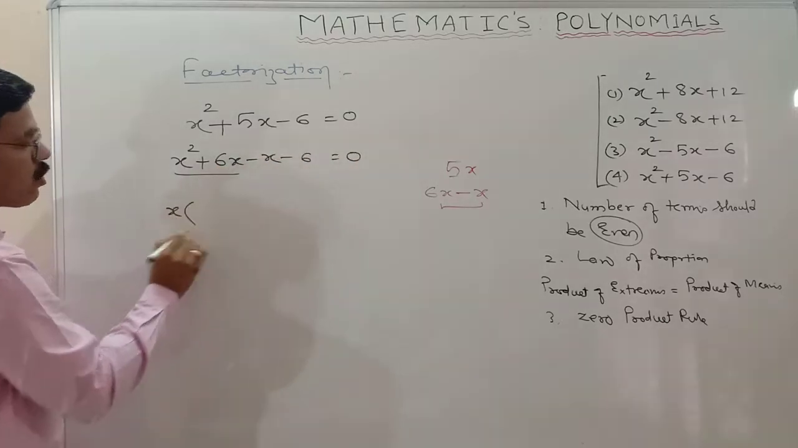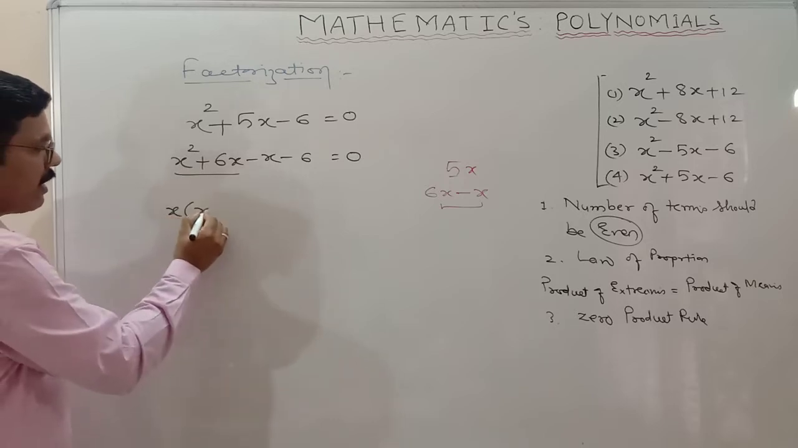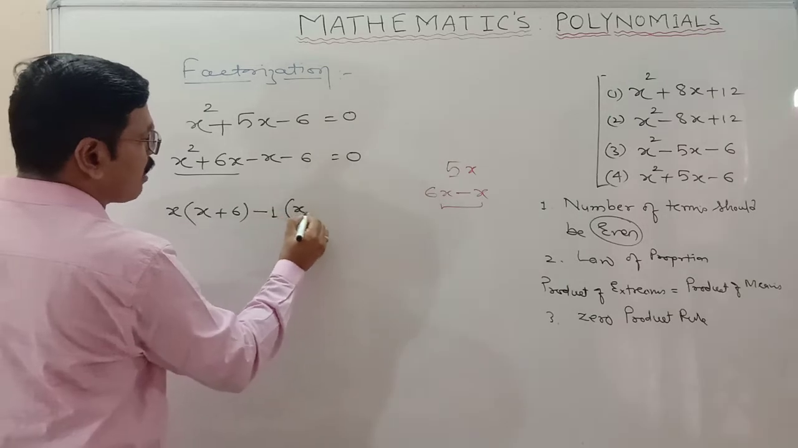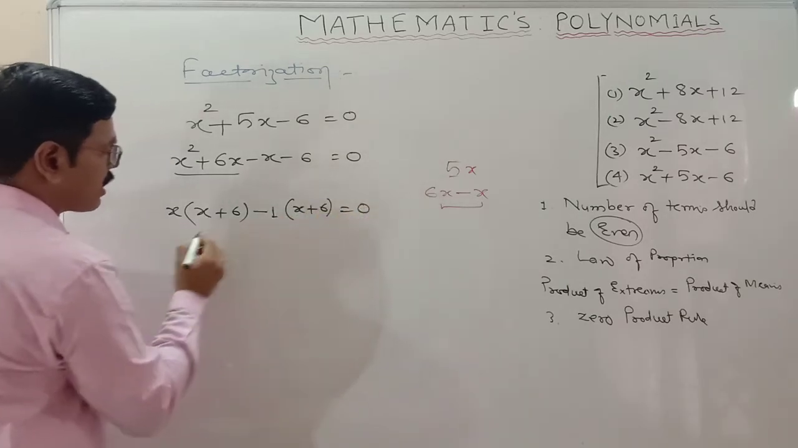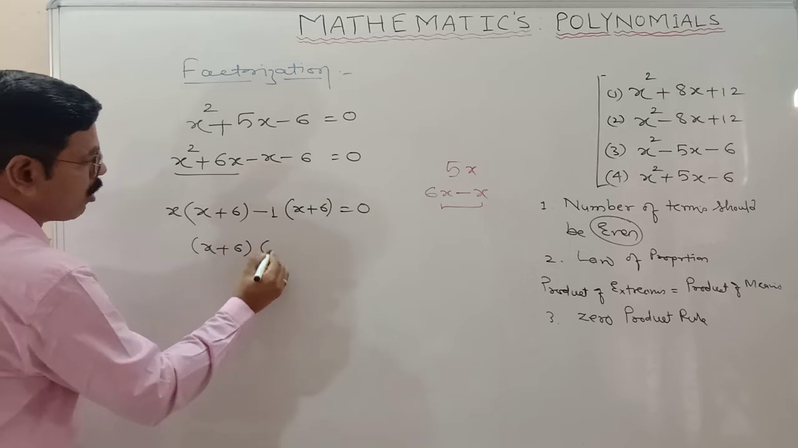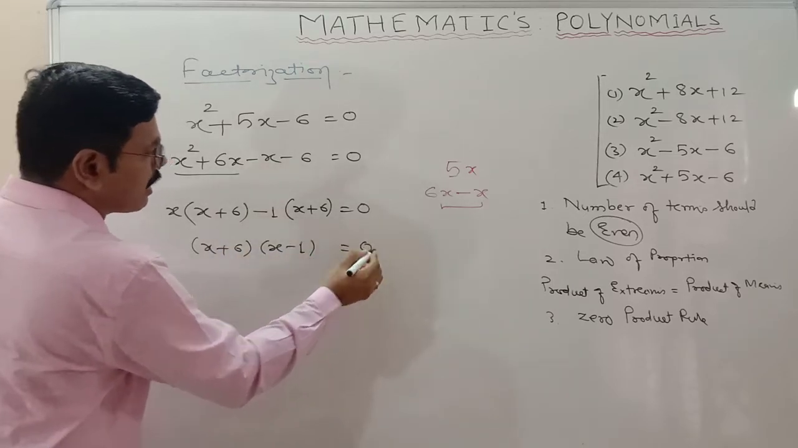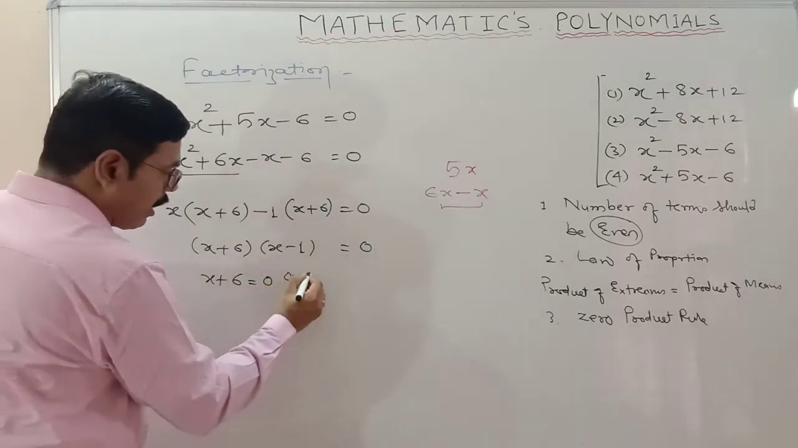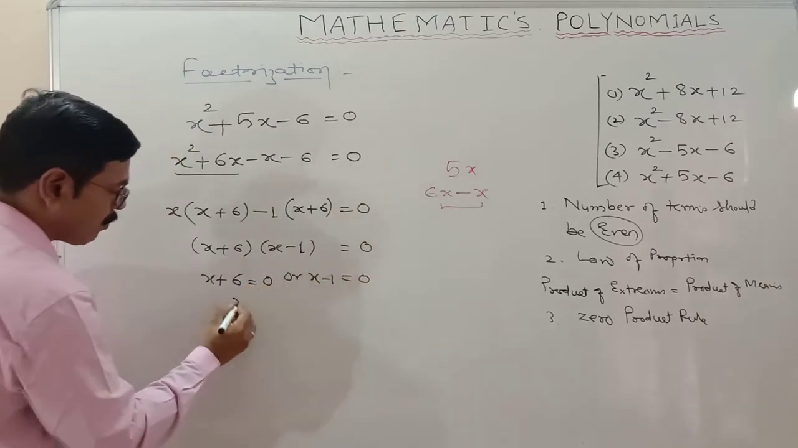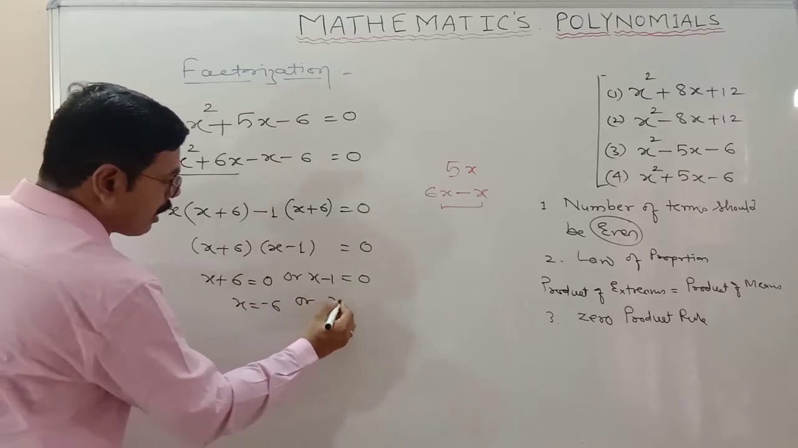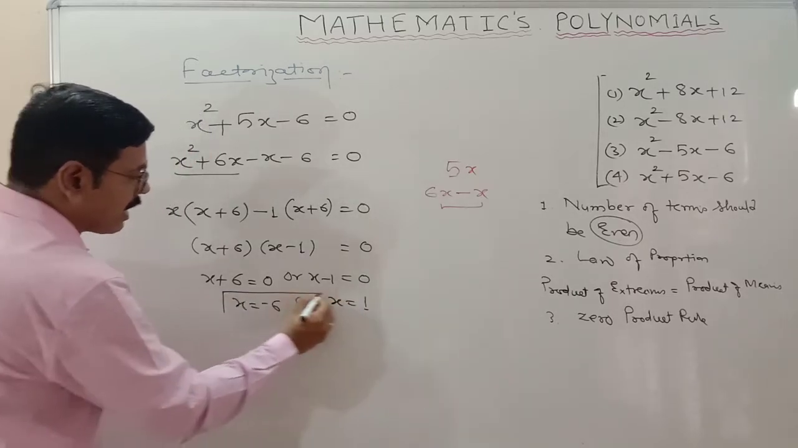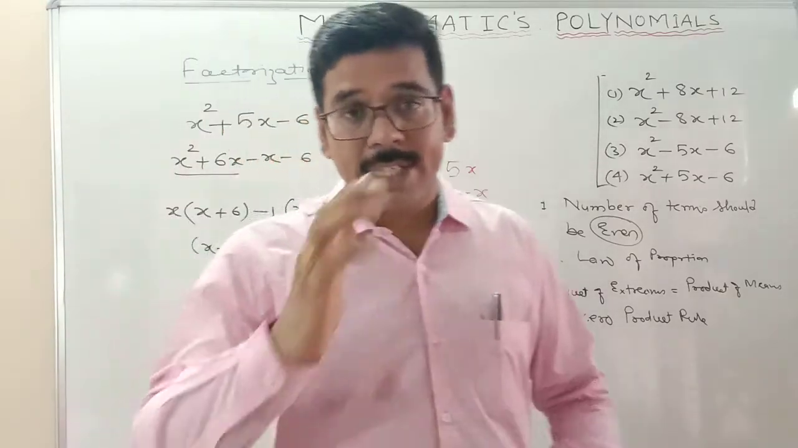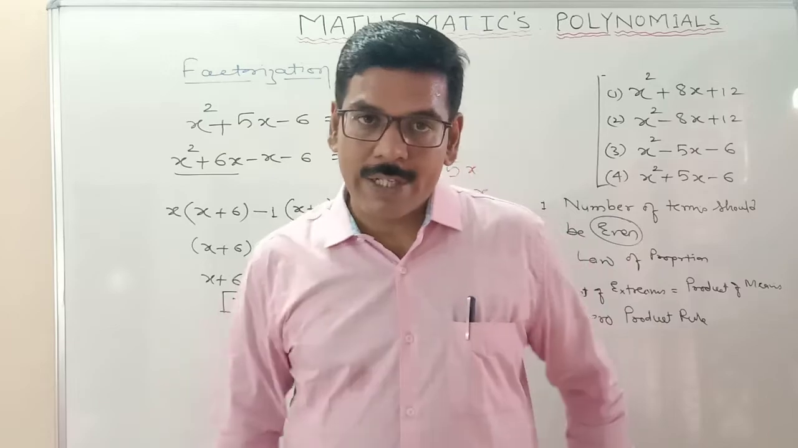From here we'll take x common. To take common means to divide, as you know. We'll get x plus 6. From here we'll take minus 1 common. We'll get x plus 6. x plus 6 will be taken common, so we get x minus 1. Now zero product rule, x plus 6 is equal to 0 or x minus 1 is equal to 0, x is equal to minus 6 or x is equal to 1. Is there any doubt? I don't think you are having any doubt. These are the 4 cases of the solution of a quadratic polynomial.